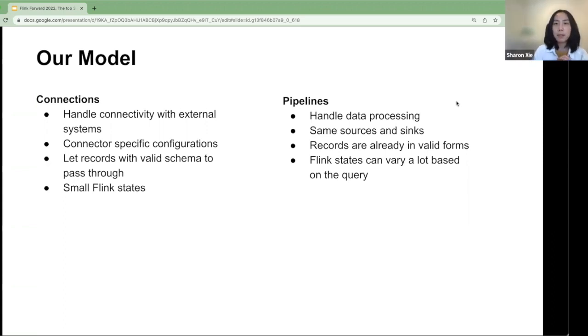Another good thing about the internal streams is that the records in the streams are already in valid form. Again, remember connections would only let records with valid schema pass through. So in this case, our pipeline job would not encounter runtime errors such as bad records jamming the processing and the job just failing.